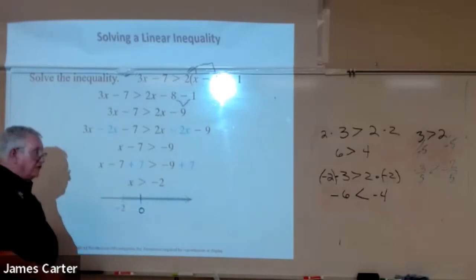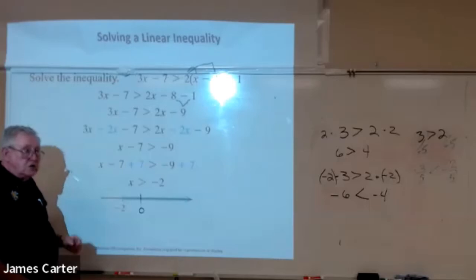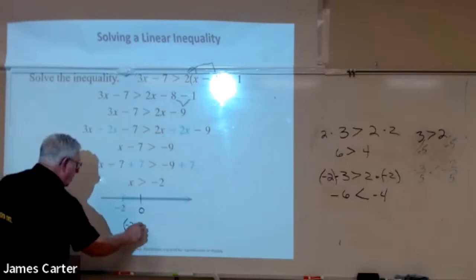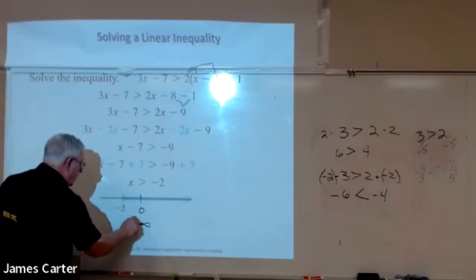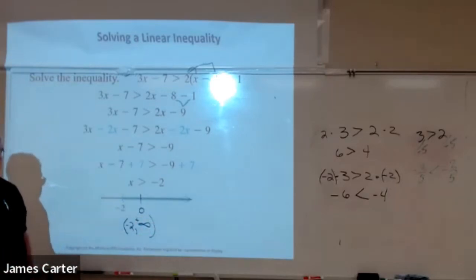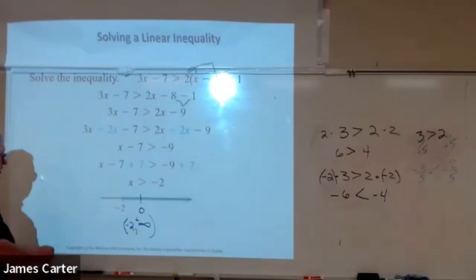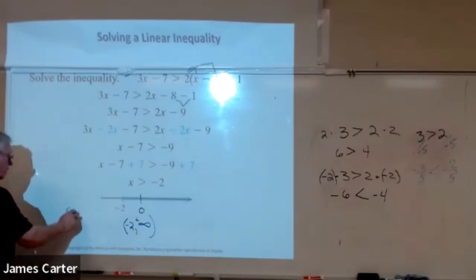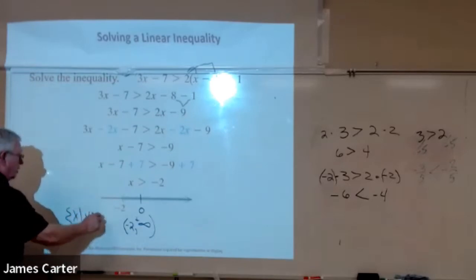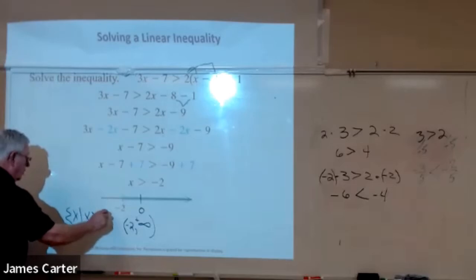Now, what would the interval notation look like on this one? Well, interval notation would look like this: (-2, to positive infinity), like that. That would be the interval notation. What would the set notation look like? Set of x values such that x is greater than -2.